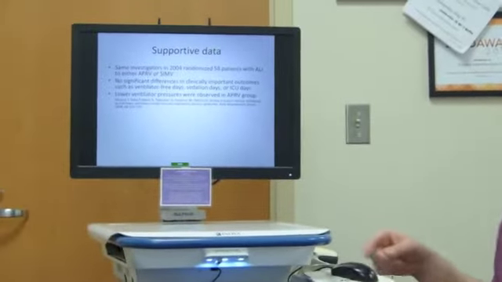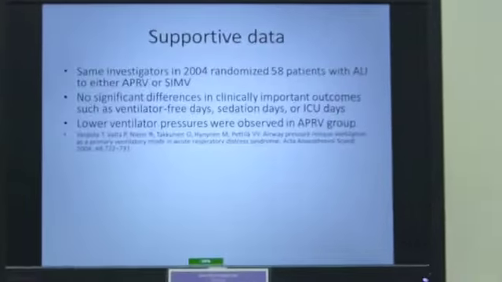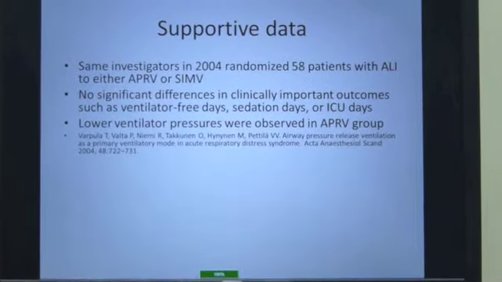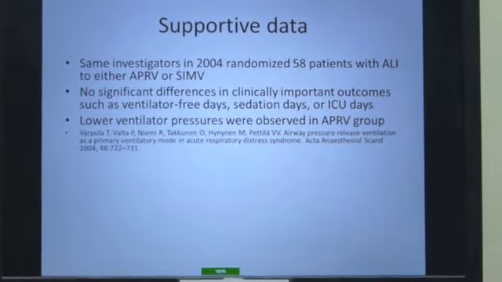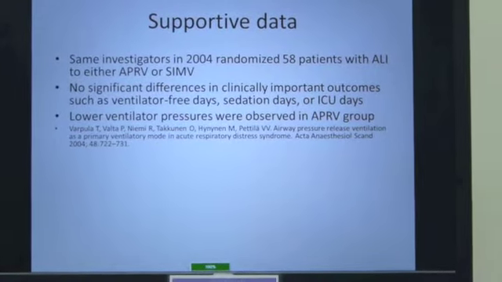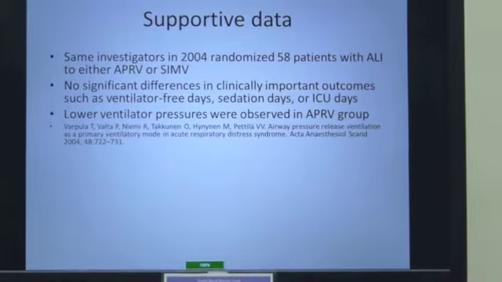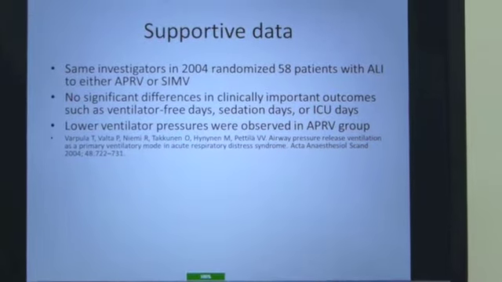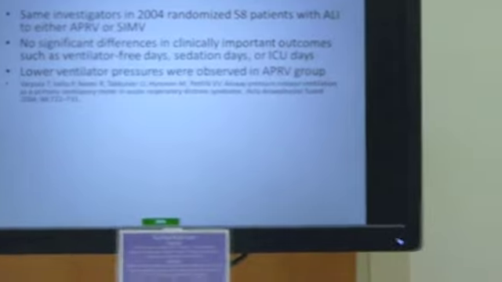The same investigators in 2004 randomized 58 patients with acute lung injury to APRV or SIMV, not prone, but standard supine. And there were no significant differences in clinically important outcomes, such as ventilator-free days, sedation days, or ICU days. But what they noticed was that there were always lower ventilator pressures in APRV. So if you believe in the acute lung injury model, then that should be beneficial.